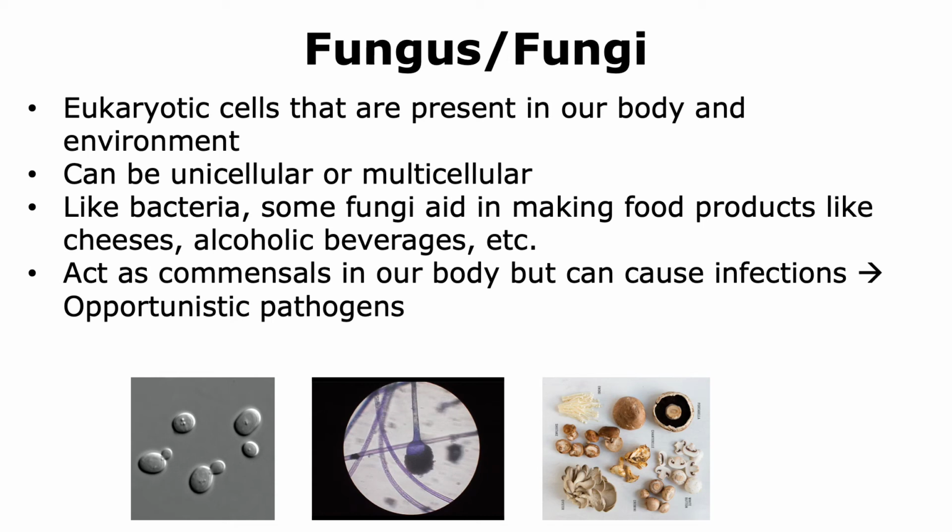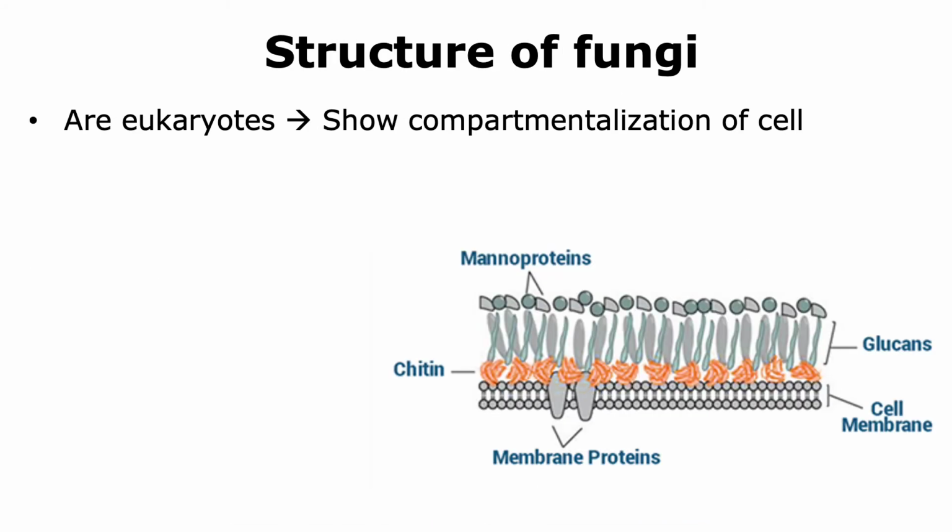However, once again, when circumstances are different, then they can cause infections, and that is why fungi are considered as opportunistic pathogens. Now, many a times the infections that are caused by fungi are termed as mycosis. Fungi are eukaryotes, and hence they show compartmentalization of their cells, which is another way of saying that they have membrane-bound organelles, like they have a nucleus, an endoplasmic reticulum. They also have Golgi, and thus we can see all these membrane-bound organelles in the cell.